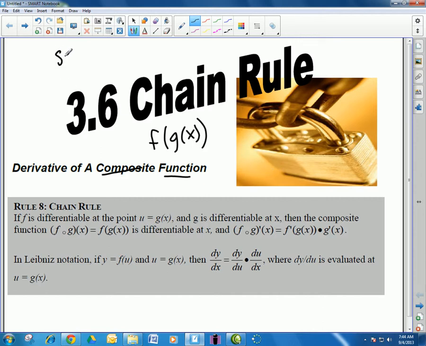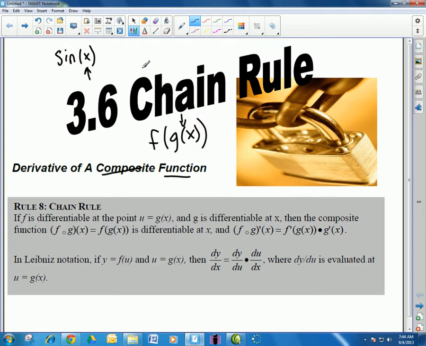You know, like sine of x. That is a composite function where your inside function, your g of x, so to speak, is x, and your f of x is sine. So in this set of notes, it is extremely important to be able to figure out and to find what your outside function and your inside functions are.